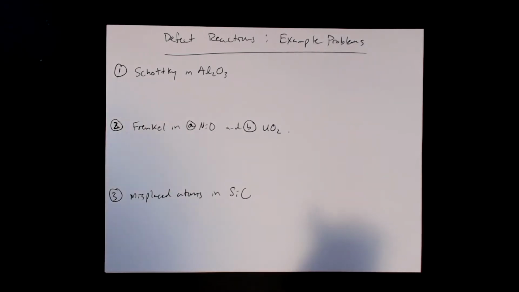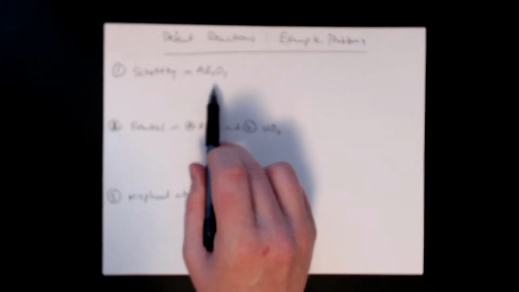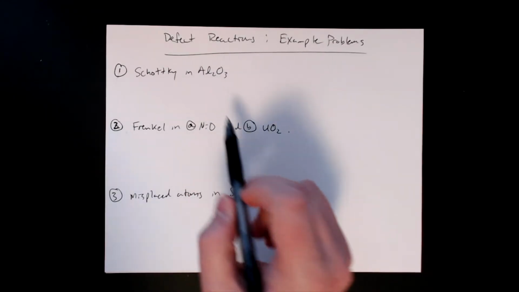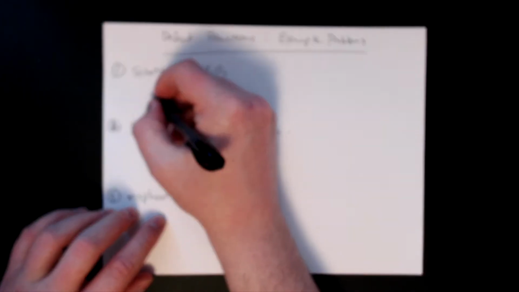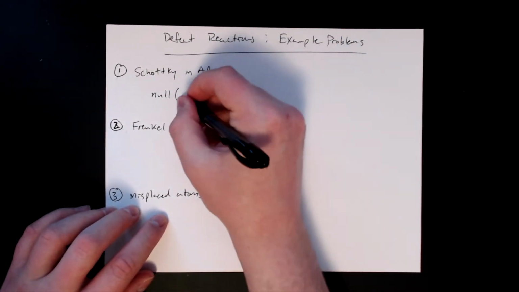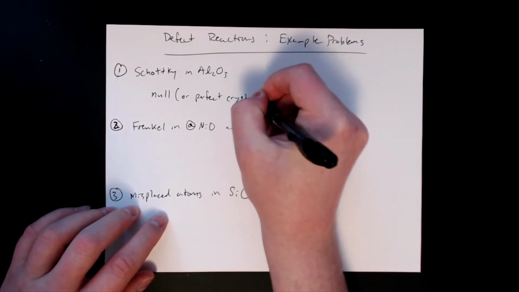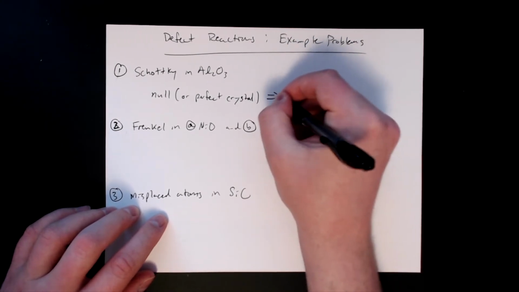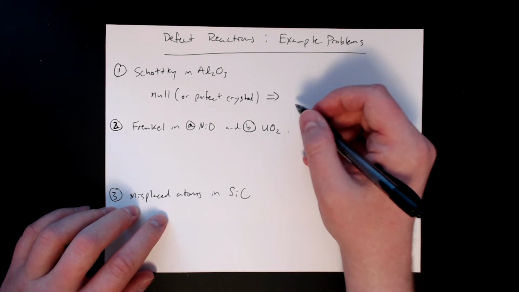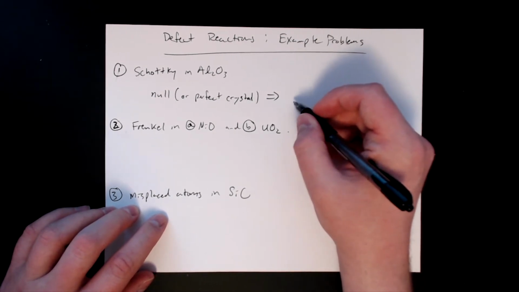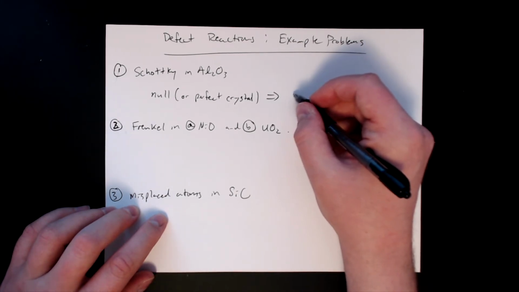All right, so let's look at those example problems that are on the quiz. First we start with a Schottky defect in Al2O3. We've done the more general case, but let's look at it in terms of Al2O3, or alumina. As always, we can write null or perfect crystal. I'll accept multiple forms for the reactant side. And then we get to the Schottky defect, and this is going to create defects on both cation and anion.